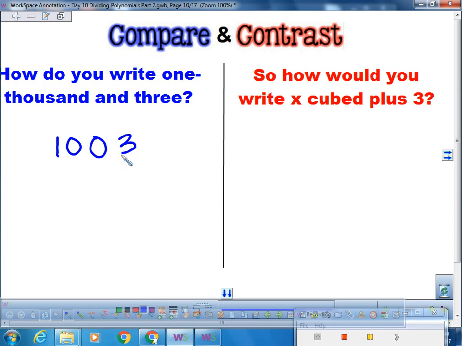So how could I write x cubed plus 3? You're used to seeing it like this, x cubed plus 3, but what are we missing? We're missing x squared, and we're missing x.